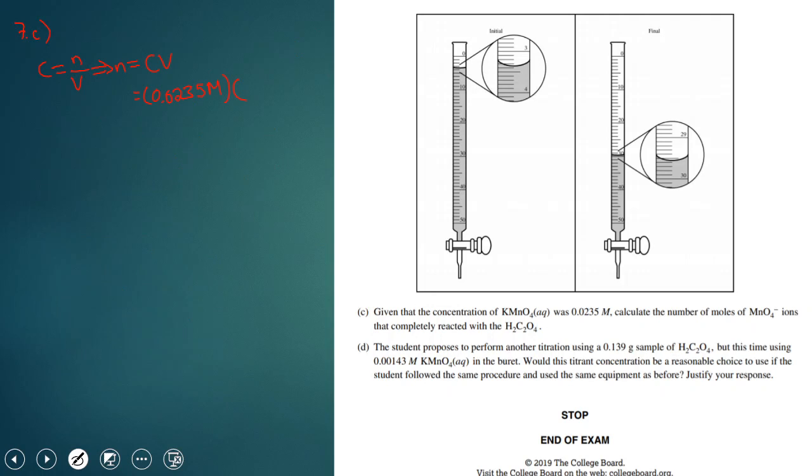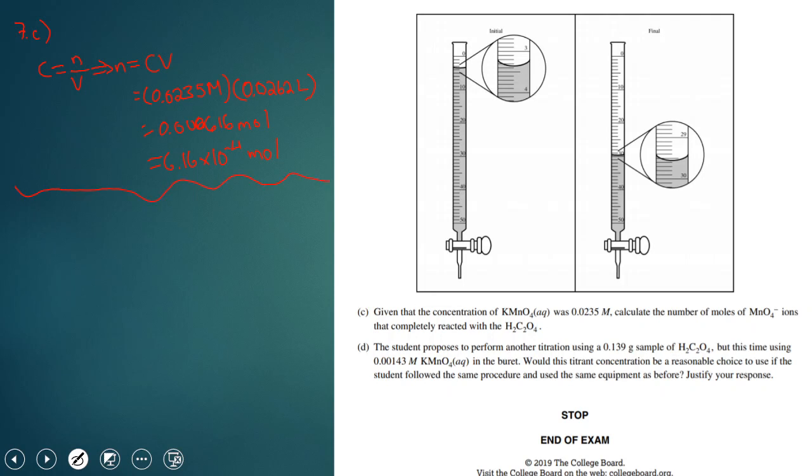0.0262 liters. And we get our value as being 0.000616 moles. Or if you want, because we have enough decimals in this case to justify it, you can put it in scientific notation as well.